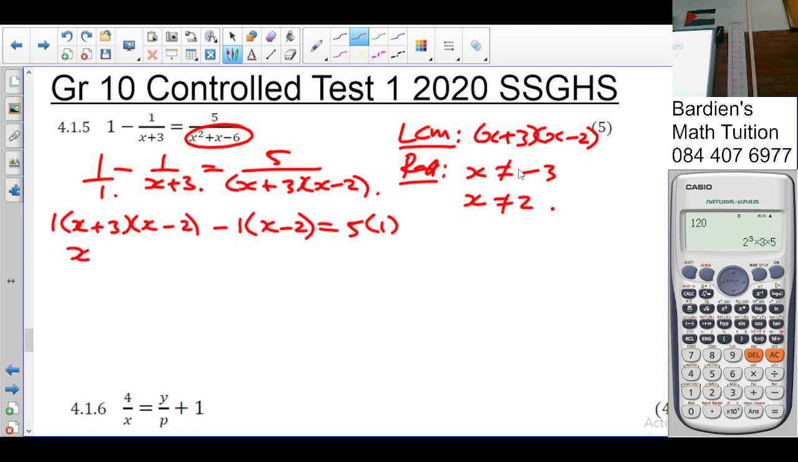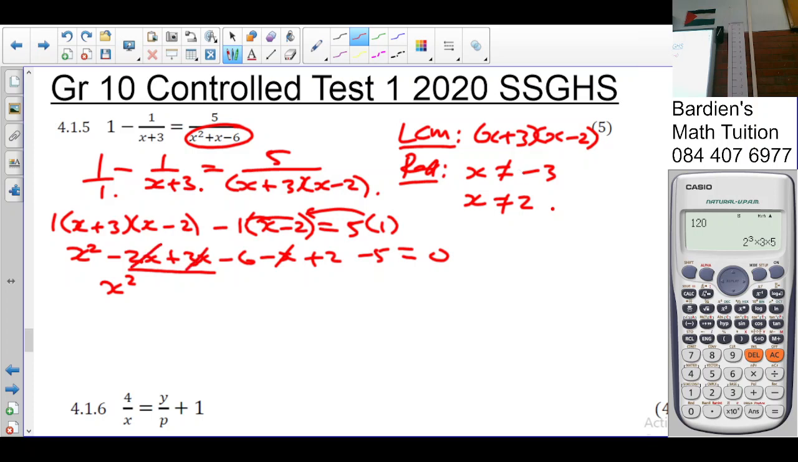Get rid of the brackets, I get x squared minus 2x plus 3x minus 6 minus x plus 2 minus 5 is equal to 0. Multiply that in, draw that over. Gives us x squared plus x minus x cancel. So minus 6 plus 2 is 4. Minus 5 is negative 9. You all agree with that?